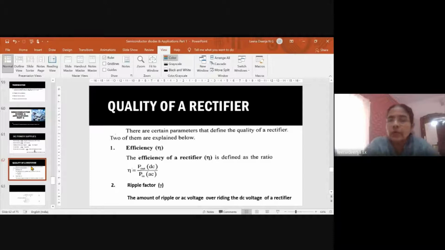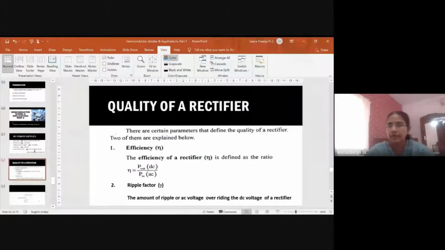And quality of the rectifier depends upon number of parameters. There are two important parameters. They are efficiency eta and ripple factor gamma. So depending upon this, we can say whether our rectifier is good or not.